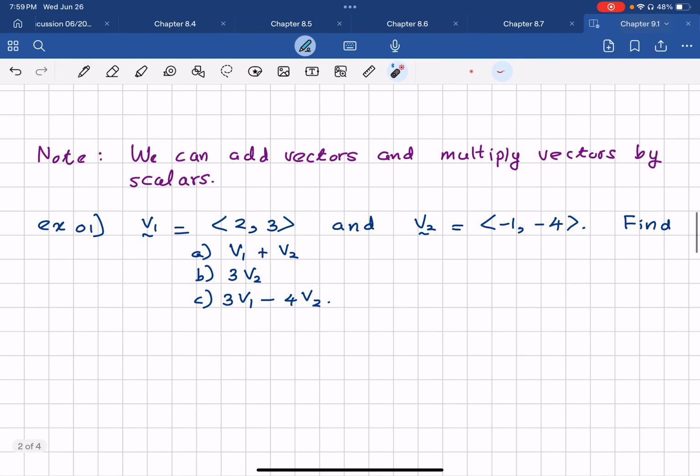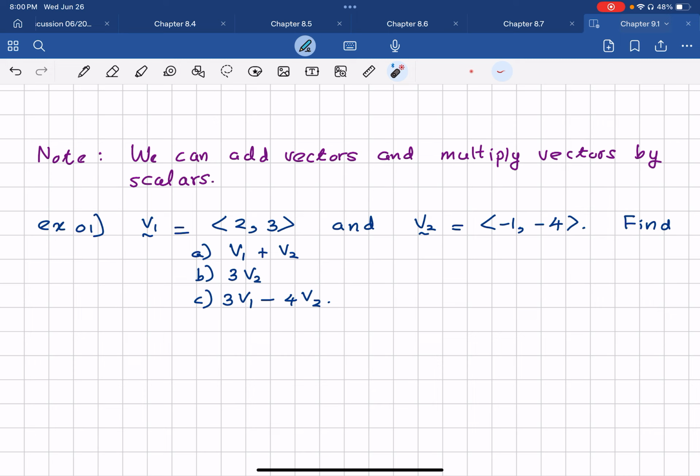I have mentioned a note here, that is, we can add vectors. Suppose you have two vectors, then you can add vectors and you can multiply vectors by scalars. Scalars in this course and in Calculus 3, we are taking from the field of real numbers, so you can assume that scalars are real numbers. That means you can multiply a vector by any real number. Okay.